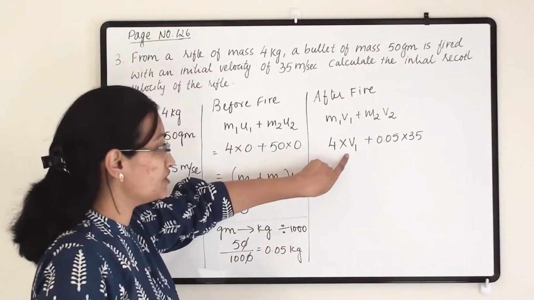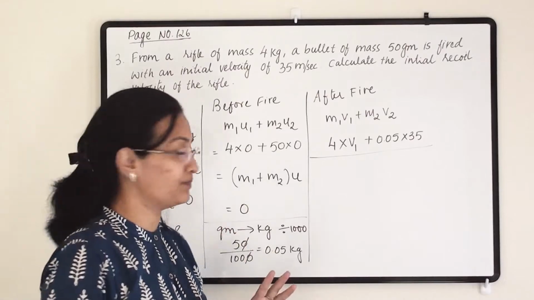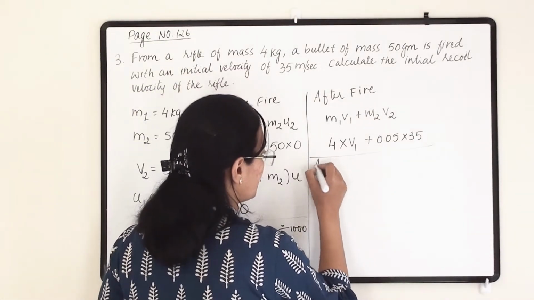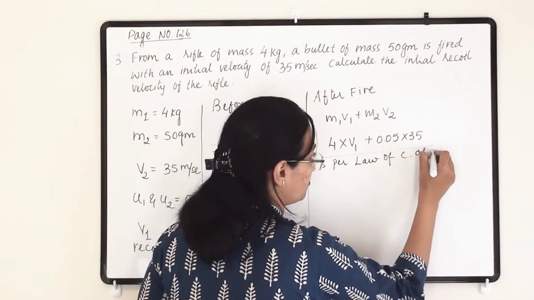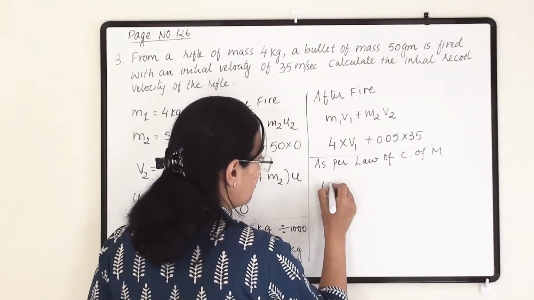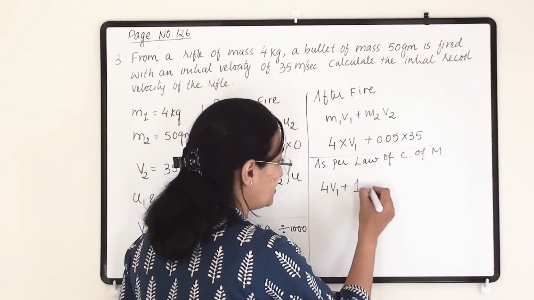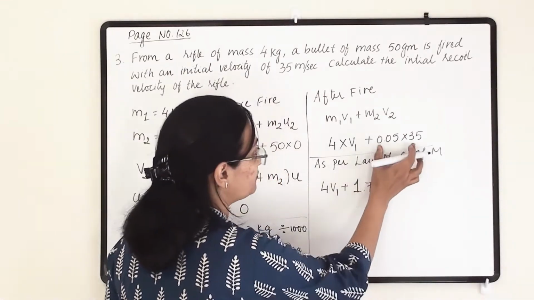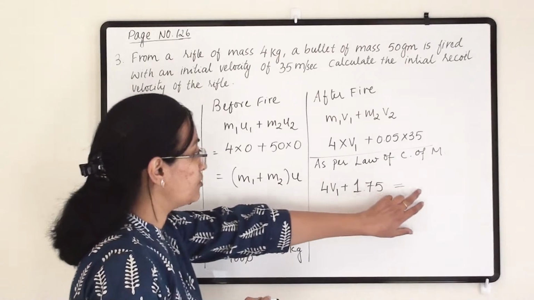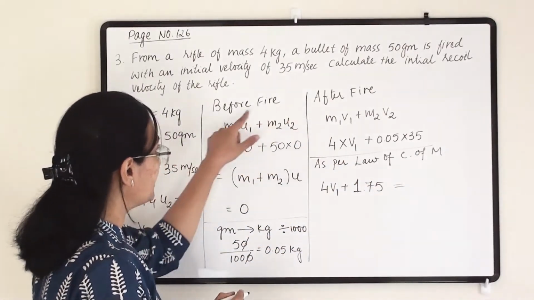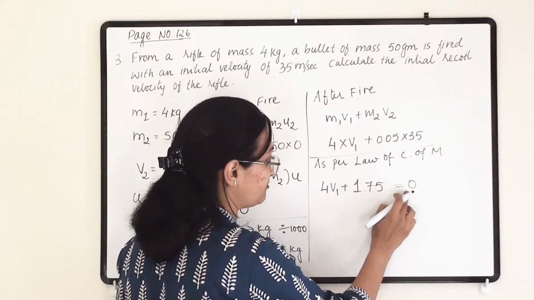Now this term and this term are going to be equal as per the law of conservation of momentum, or as per the third law of motion. So here we are going to write, as per the law of conservation of momentum, 4V1 plus, when we multiply this, we will get 1.75. As the answer of this multiplication we will get 1.75, equals final momentum equals initial momentum, after fire equals before fire. So this term equals 0 we will get here. So 4V1 plus 1.75 equals 0.